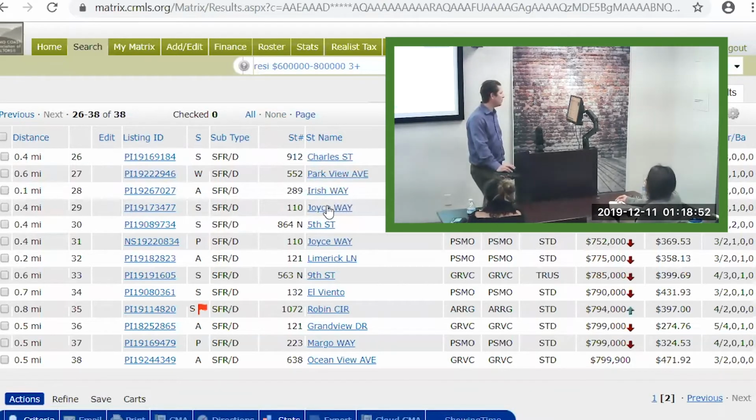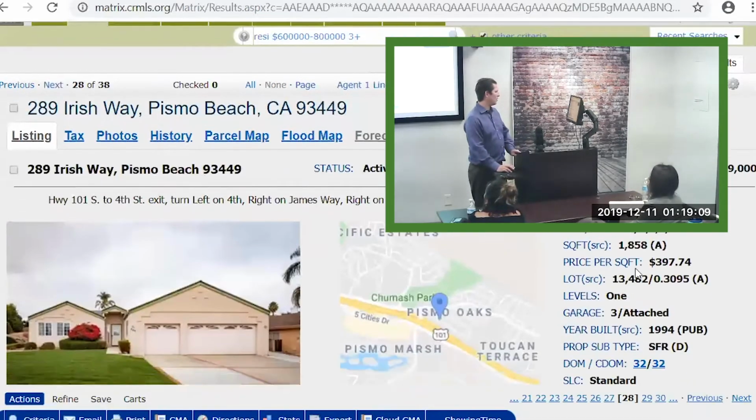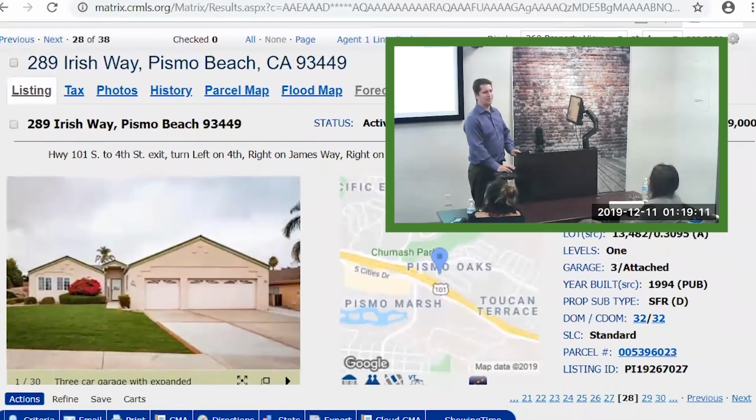Oh, there's our property right there. And okay, because the property has been on the MLS, well, which one were we looking at? We were looking at 280. Okay. So this is not our property, but I'm going to click on it. And I'm going to look: 3-bedroom, 2-bath, 1858 square feet. So we're 200 and something square feet bigger on a double the size lot. That's a significant difference from 280 versus 289.